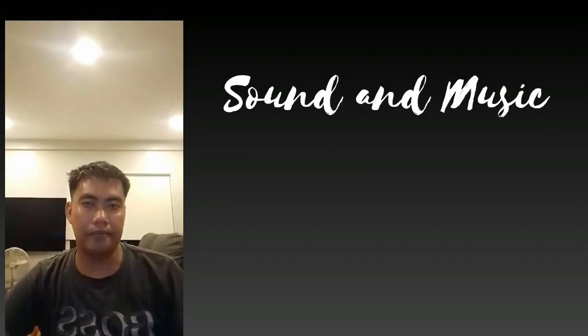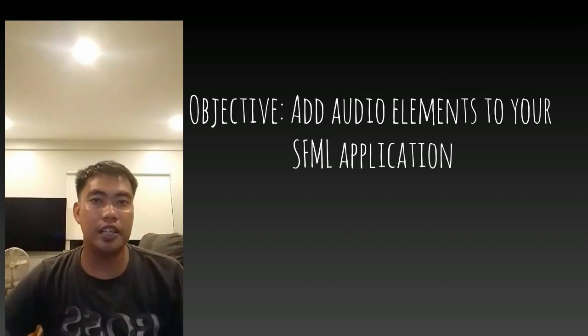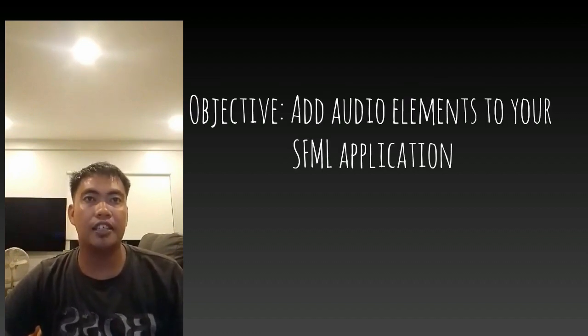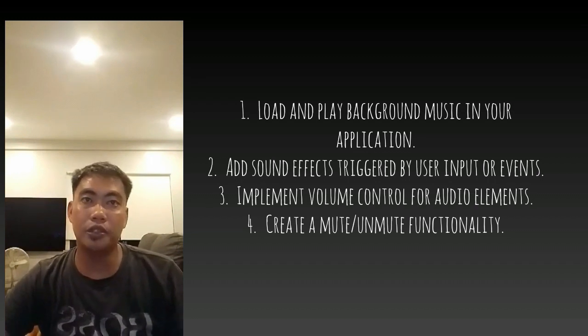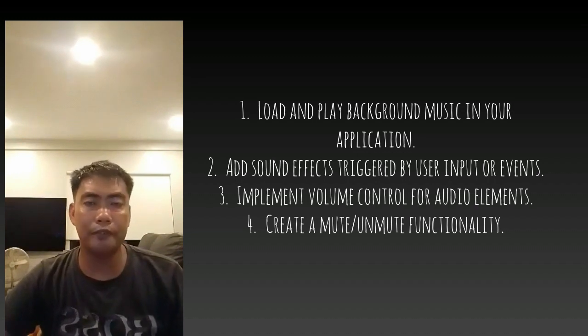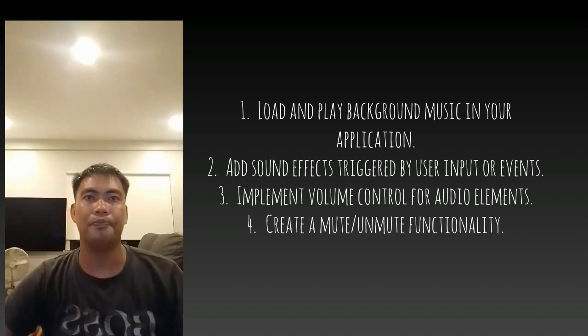Exercise number 5: Sounds and music. Objective: add audio elements to your SFML application. Number 1: load and play background music in your application. And number 2: add sound effects triggered by user input or events. Number 3: implement volume control for audio elements. And number 4: create mute and unmute functionality.